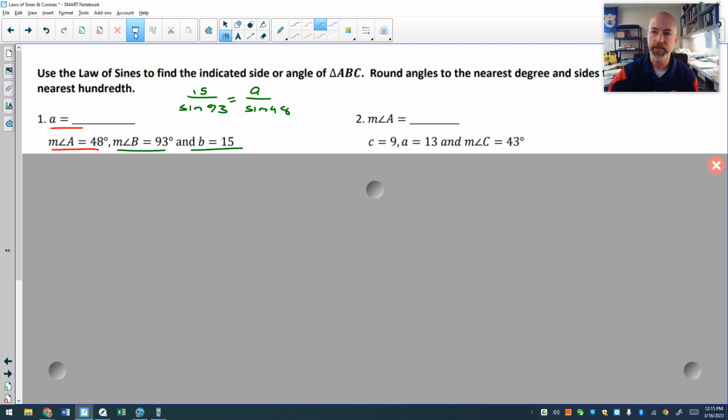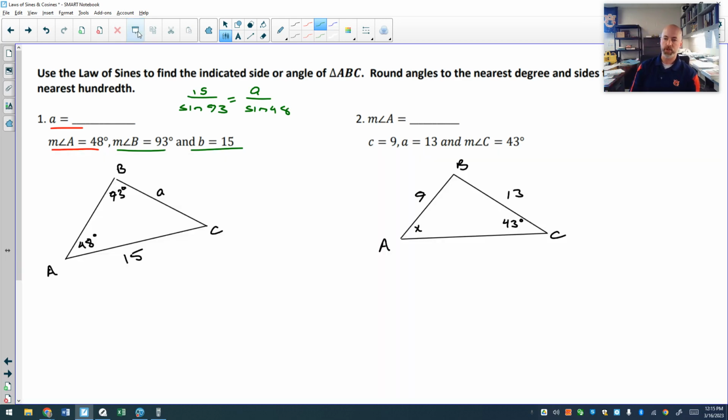I am very much a visual person, so I love drawing the triangle and looking at it because just the visual, seeing the angles and their opposite sides really helps me process these and set up the equations better. It's not absolutely required, but I do think it's safer to do that. So I would go ahead and set up the equation after drawing it.